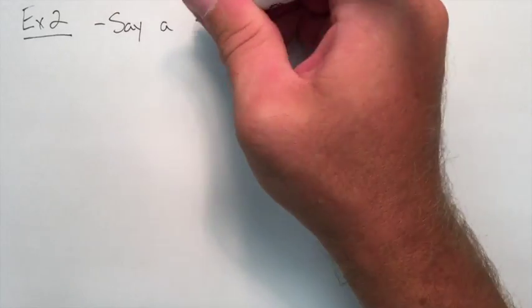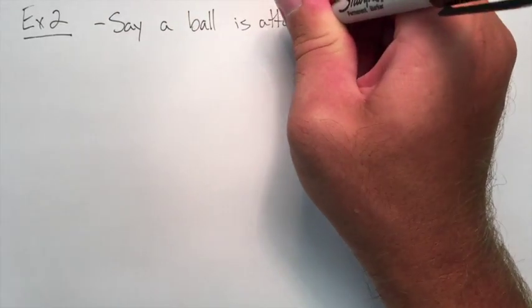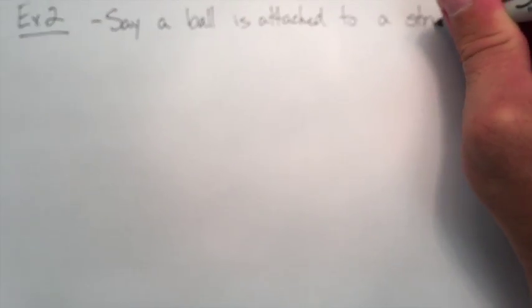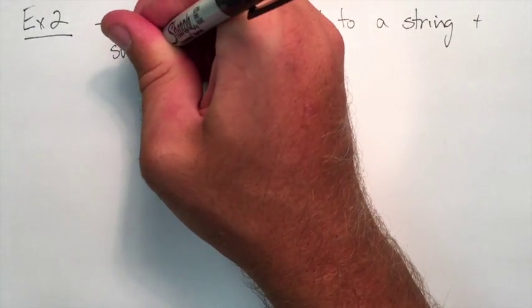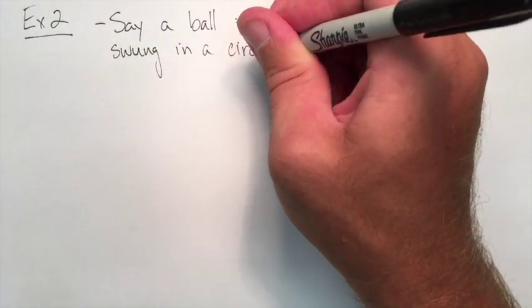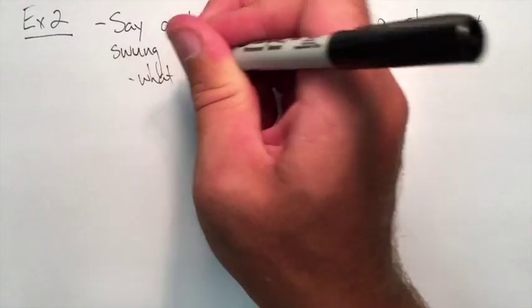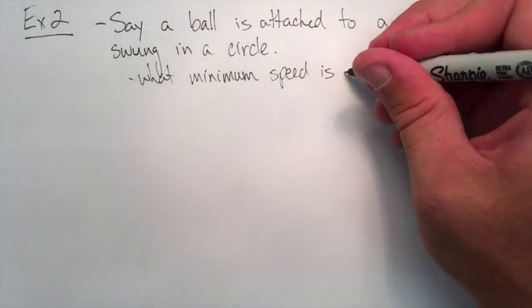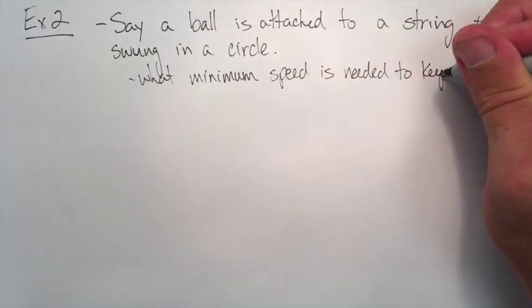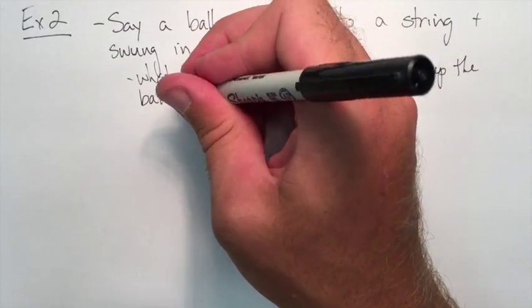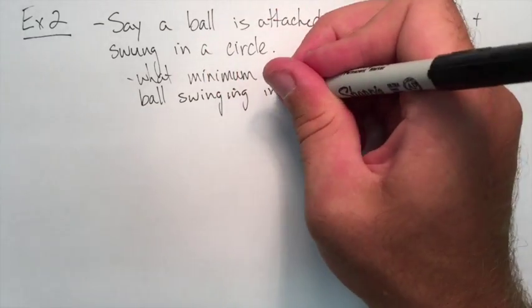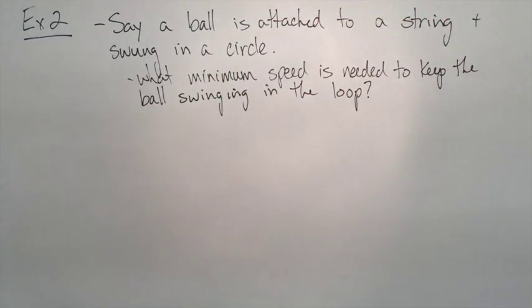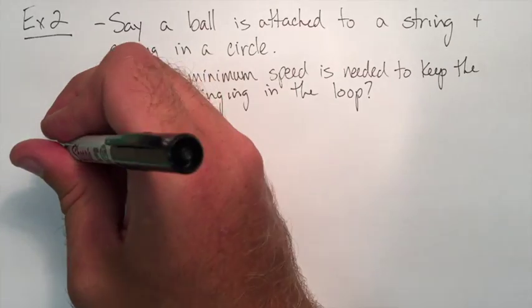One final example here. Let's say we're swinging a ball on the end of a string, and it's going in a circle. You swing it as fast as you can, but the ball starts to get slower and slower and slower. You know that if you go too slow, the circle will collapse and the ball will just fall straight down. What we want to find is what minimum speed is needed to keep the ball swinging in the loop. So what is the slowest we can swing it so that it just goes through the top of its arc?